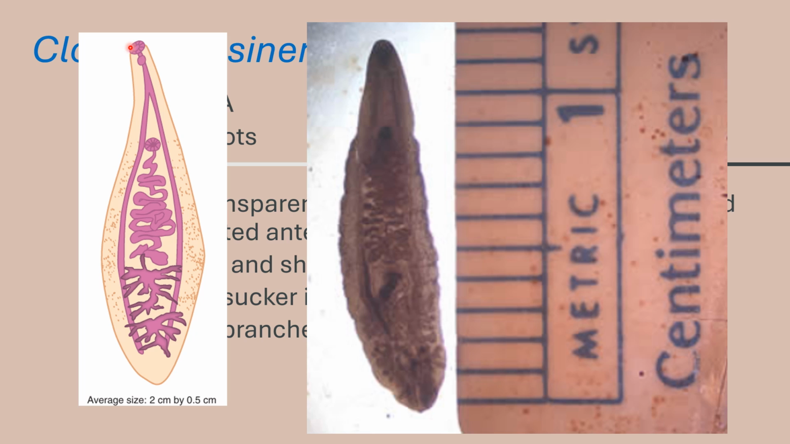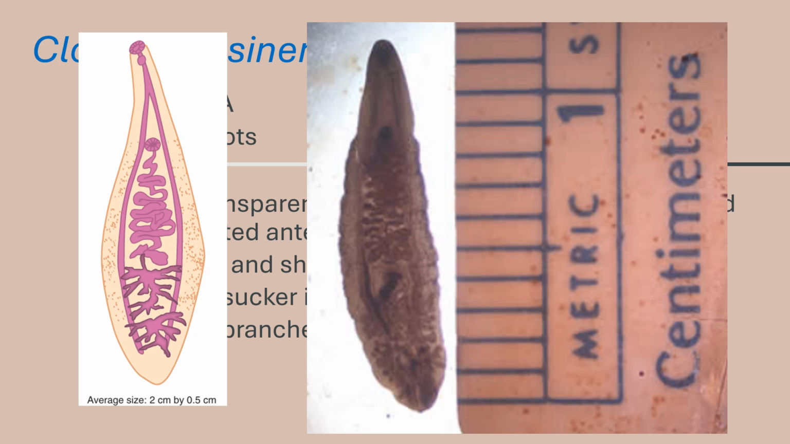Okay, let's take a look at this one. What we said earlier, the posterior and the anterior are narrower than the mid portion of the body. Again, they are flat, lance-shaped somewhat, 2.2 by 0.5 centimeters. This image here is an actual illustration of the worm.